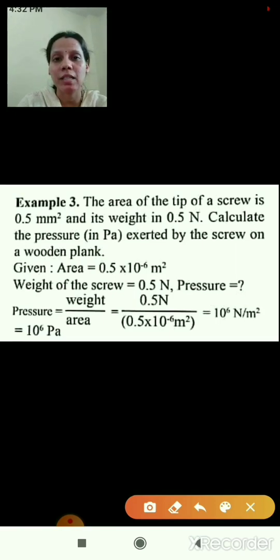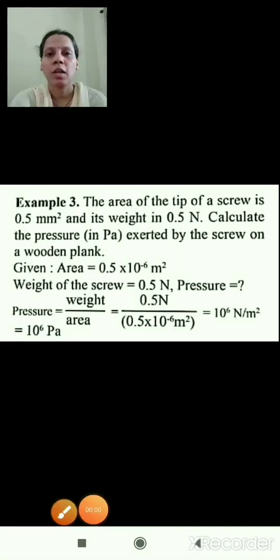0.5 gets cancelled. So 1 upon 10 raised to minus 6. When the 10 raised to minus 6 goes up in the numerator, it becomes 10 raised to 6. So the answer is 10 raised to 6 Newton per meter square. So this is the answer, 10 raised to 6 Pascal.